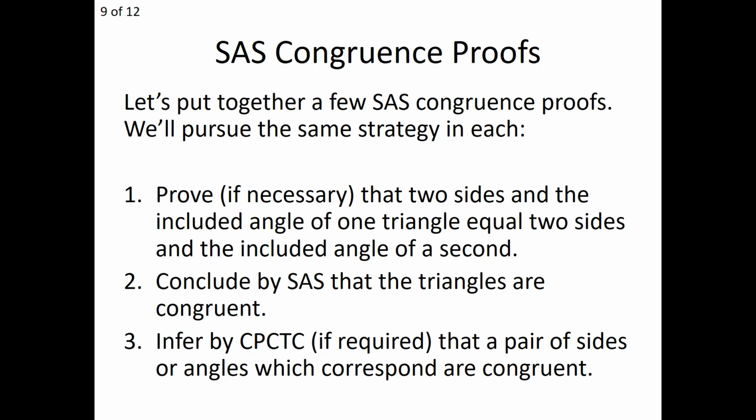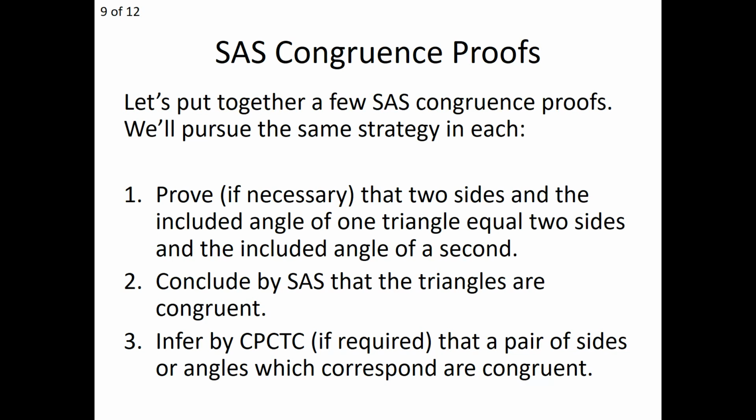The first step is prove, if necessary, that 2 sides of one triangle and the included angle are equal to 2 sides and the included angle of a second. Why do we want to prove that? Because what we're trying to do is establish side angle side congruency. If I can show that there are 2 sides and the included angle of one equal to 2 sides and the included angle of another, then I can show that those 2 triangles are in fact congruent.